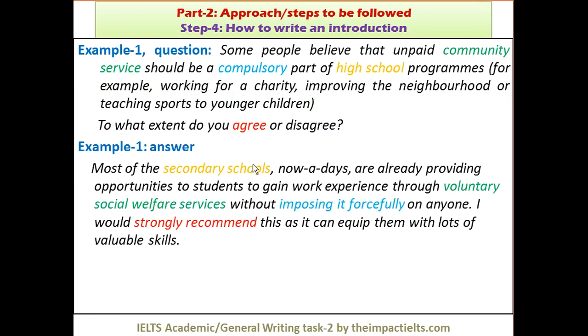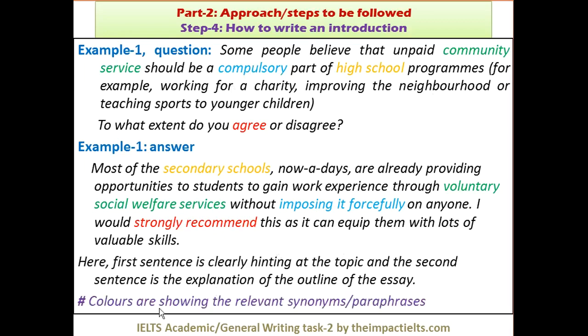So you can see here, it says some people believe that unpaid community service should be a compulsory part of high school programs, for example, working for a charity, improving the neighborhood, or teaching sports to younger children. So there's only one sentence. I have to paraphrase this sentence somehow. These colored parts simply show the relevant synonyms or paraphrasing. So you can see: high school, secondary school; community service, voluntary social welfare services; compulsory, imposing it forcefully; for agree, I have used strongly recommend.